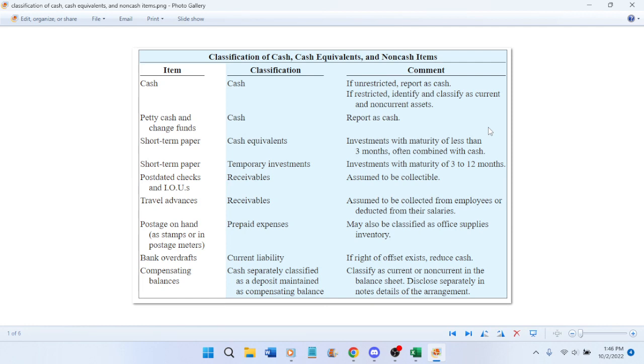Cash is cash. If it's restricted, classify as current and non-current assets. You must identify it as restricted. Petty cash and change funds are reported as cash. Short-term paper classified as cash equivalent, investments with a maturity of less than 3 months, is often combined with cash. Short-term paper where the investment has a maturity of 3 to 12 months is classified as a temporary investment.